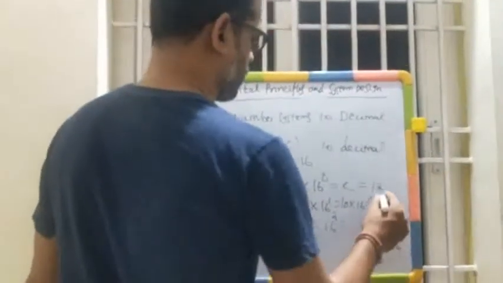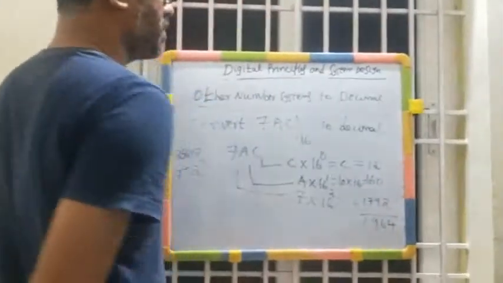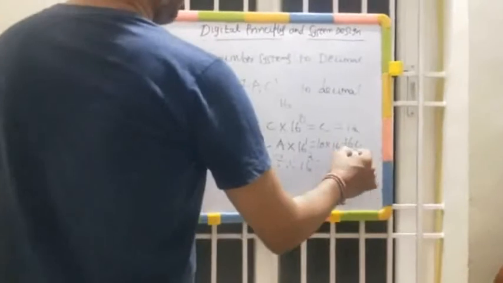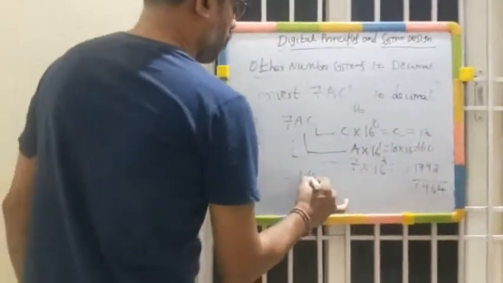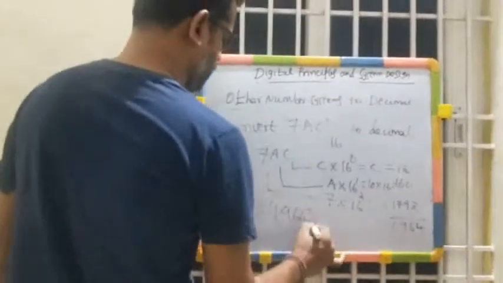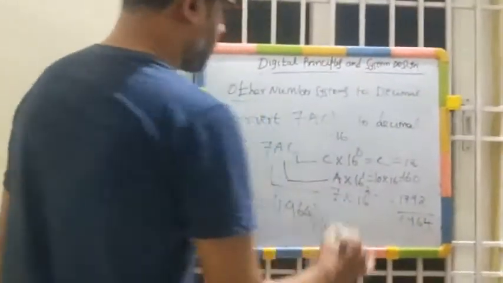12 plus 160 plus 1792. 2 plus 0 plus 2, that is 4. 1 plus 6 plus 9, that is 16, so carry 1. Then 1 plus 7 plus 1 is 9. Right. So the answer would be 1964 base 10. Right? I think we'll stop this session with this. The rest of the two categories of conversion, we'll discuss in the next class.